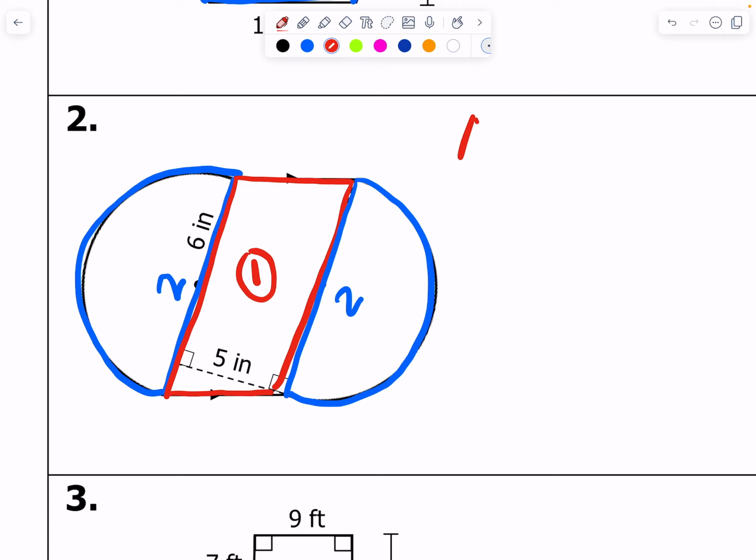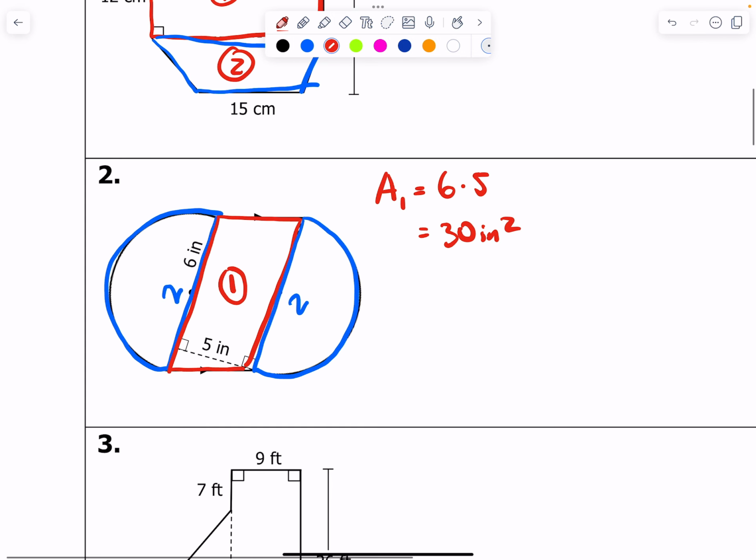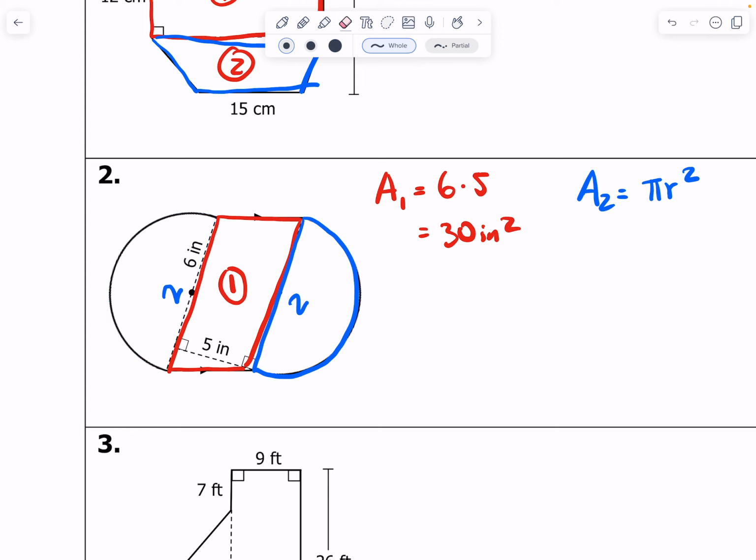So let's find the area of the first shape. Area 1 is the rectangular box, which is just base times height. So that's going to be 6 times 5, which gives us 30 inches squared. For area 2, that is a semicircle, or that is 1 full circle, so A2. And that means we're going to use the formula for a circle, pi r squared, where r is the radius. In this picture, I can't see what the radius is. So when it's written like this, that means that the radius is 6.